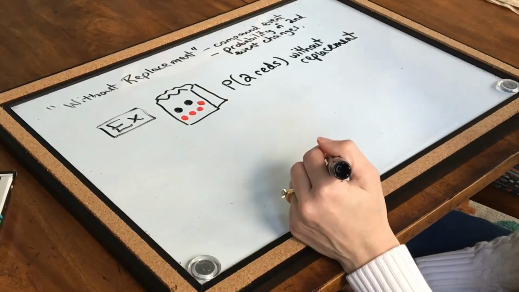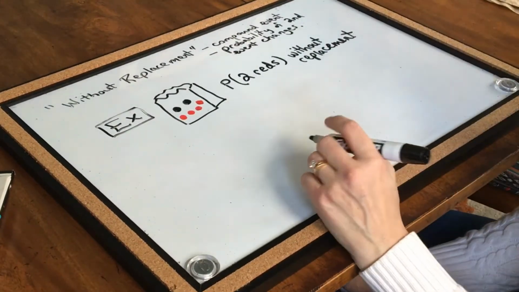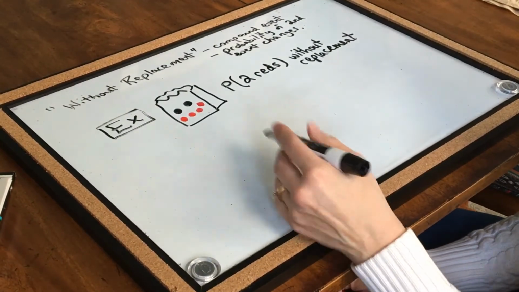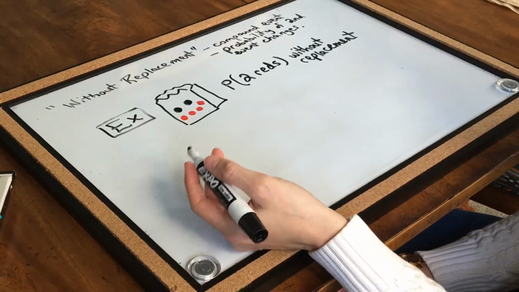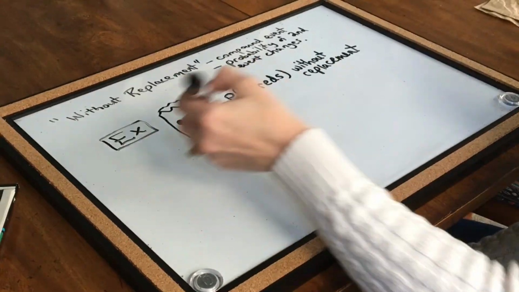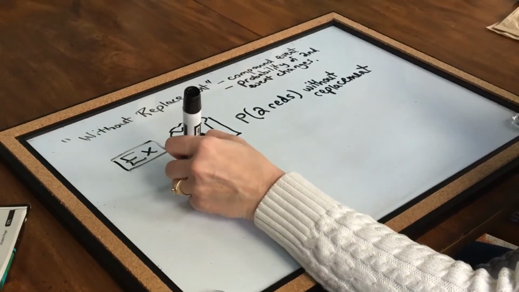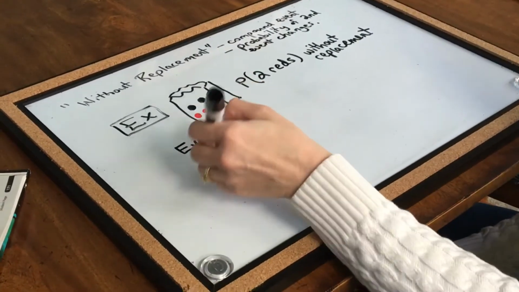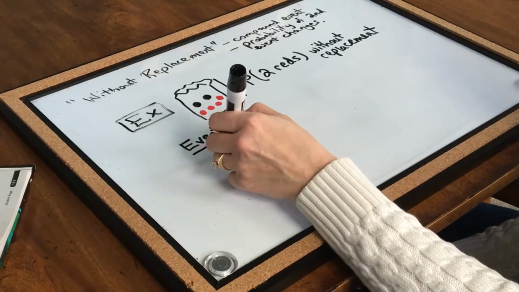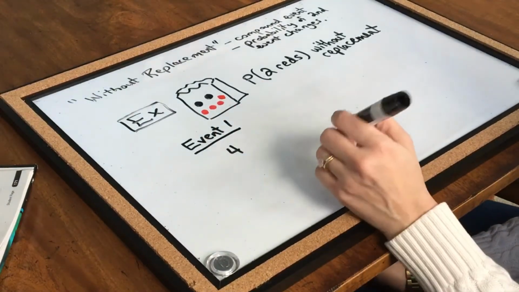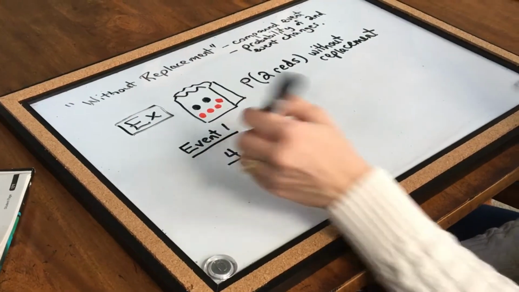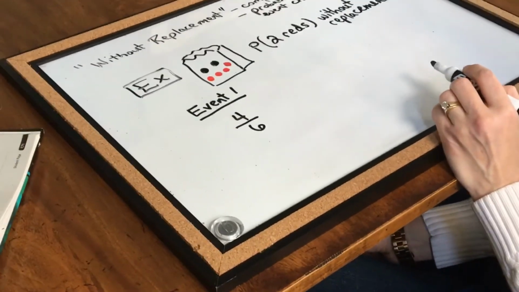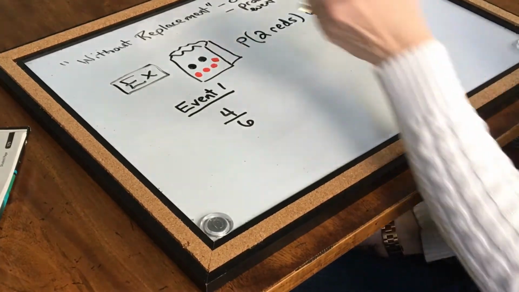So here's what's going to happen. We already know that we can find the probability of a compound event by multiplying the probability of the first event times the probability of the second event. So let's take a look at the probability of event 1. Okay, I have 4 red marbles, and there are 6 marbles in total. 1, 2, 3, 4, 5, 6. Everybody sees that?